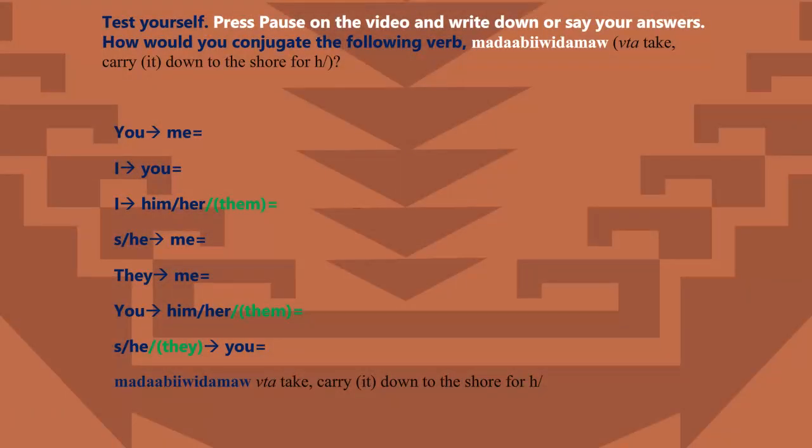So now you can test yourself and press pause on the video. You can write down or say your answers. How would you conjugate the following verb? Madabiwidamau. To take or carry it down to the shore for him or her. Practice each of the following conjugations. You to me, I to you, I to him or her or them, he or she to me, they to me, you to him or her or them, she to you, they to you. See if you can do all of them.